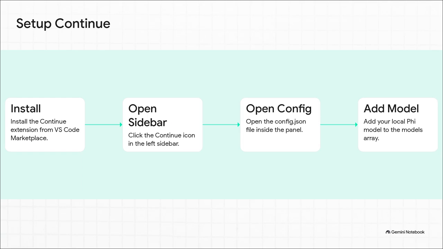So if you're going the Continue extension route, here is your concrete step-by-step walkthrough. Step 1, jump into the VS Code Marketplace and install the Continue extension. Step 2, you're going to click the shiny new Continue icon that just appeared over in your left sidebar. Step 3, look for the little gear icon or settings menu to open up the config.json file right inside that panel. And finally, Step 4, you simply add your local Phi model to the models array inside that JSON file, just like that. You've linked the AI brain running over in your terminal directly into your code editor's sidebar.